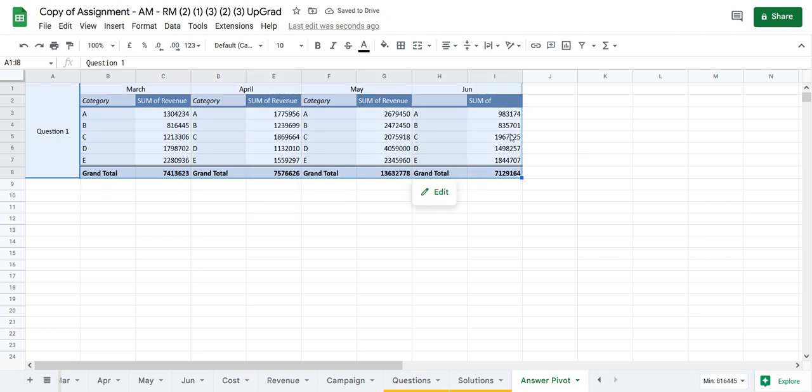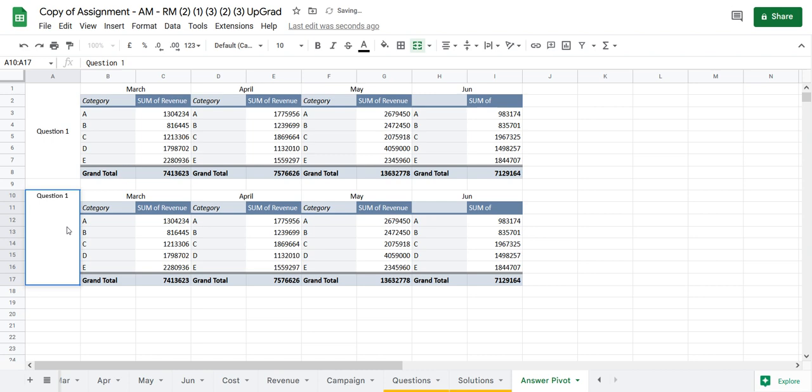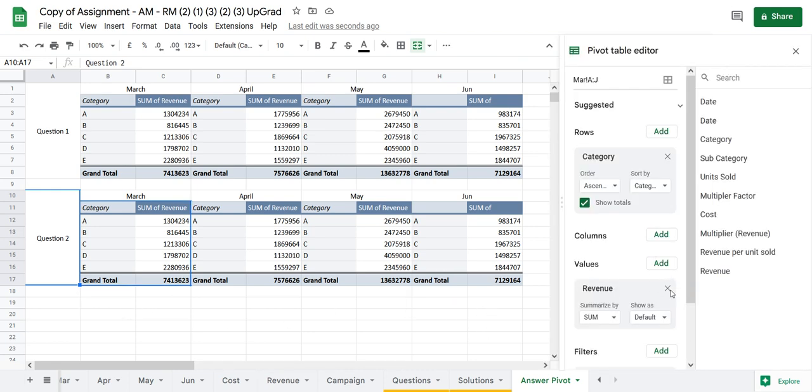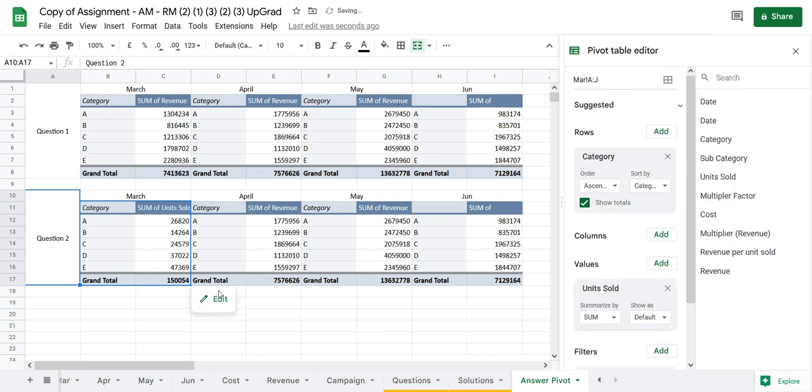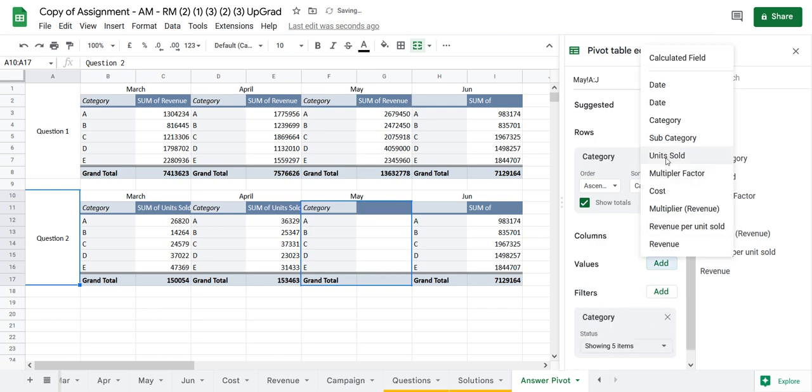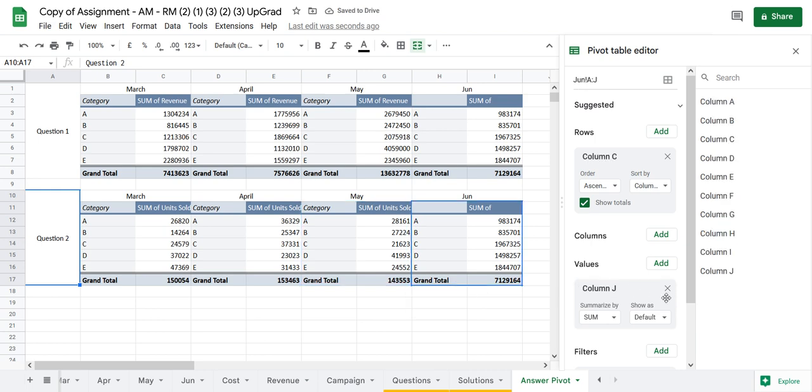I'll copy the 5 pivots and paste them here. This is for question number 2. Now we have to find out the total number of units sold per category per month. Instead of this particular revenue value we need units sold. Same I'll do for May and for June as well.